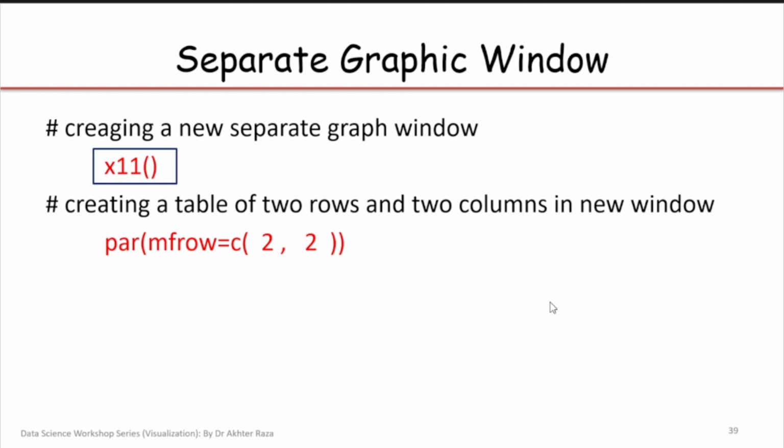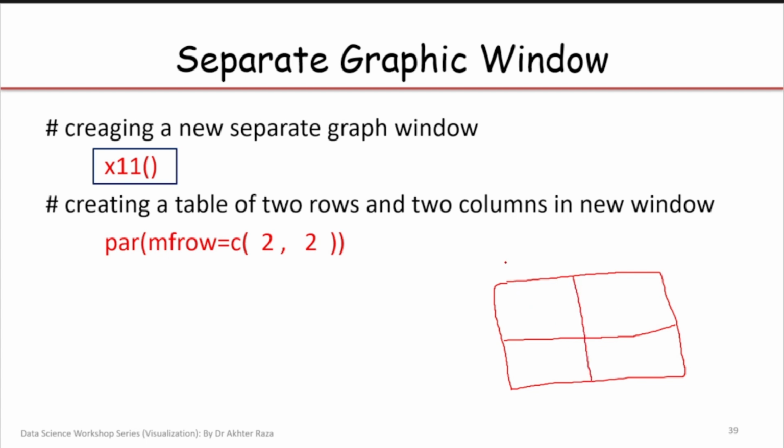And if you want to split the window into segments, then par(mfrow). PAR stands for parameters, and we are defining a parameter mfrow = c(2, 2). It means your graphical window will be bifurcated into a 2 by 2 screen, a new window, and it is bifurcated into a 2 by 2 window.